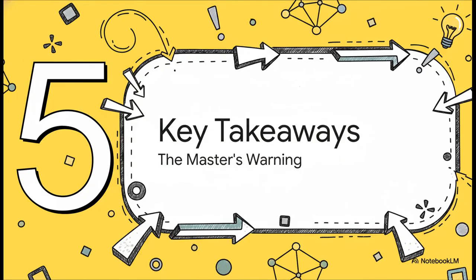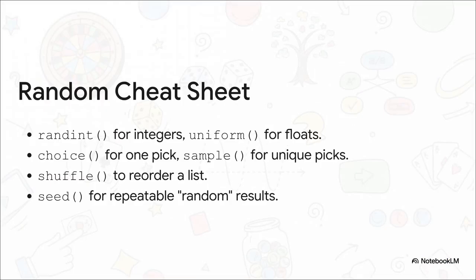We've covered a lot of ground, so let's quickly recap the most important bits. And then, I've got one extremely important warning before we wrap this up. Here it is, your cheat sheet. If you need a random integer, grab randint. For a float, use uniform. For picking just one thing, choice is your best friend. For picking several unique things, you want sample. To mix up a list, shuffle it. And remember, if you ever need your random results to be the same every time for testing, use seed.